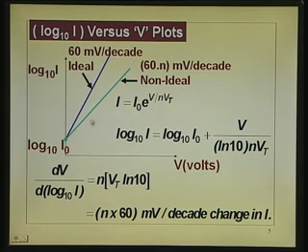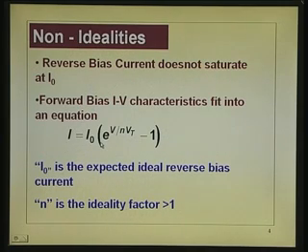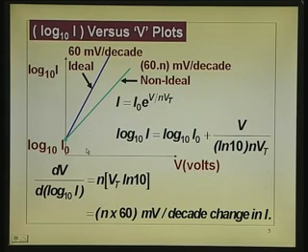Now, if the characteristic is in this form, I naught e to the power of V by n V t, the logarithm of I to the base 10 is equal to the logarithm of I naught to the base 10 plus V by n V t. Since we are taking log to the base 10, you will have this factor log 10 here.